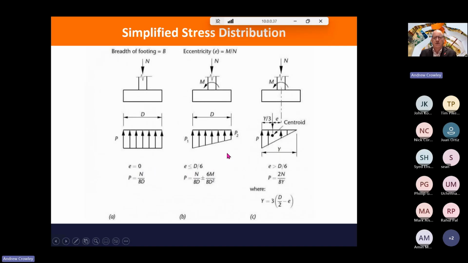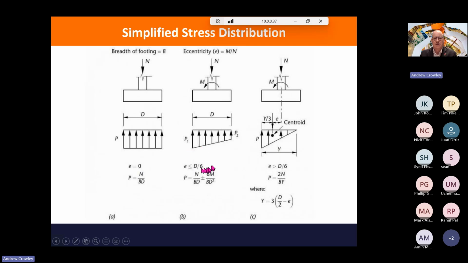Now, if we start applying moments or apply the load eccentrically, then we assume there's a linear stress distribution going from a maximum to a minimum. And we can work out, well, we've got our applied axial load divided by the area, but we've got this extra feature here, and that's basically distributing the bending moment. So it's the moment divided by Z in a word. If you look at that, that's the section modulus of the base, so BD squared over 6.